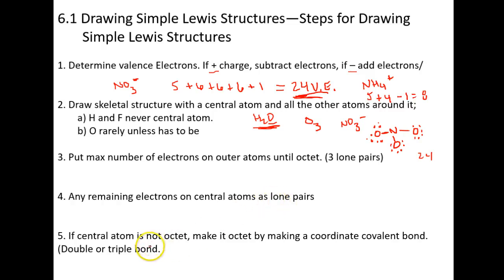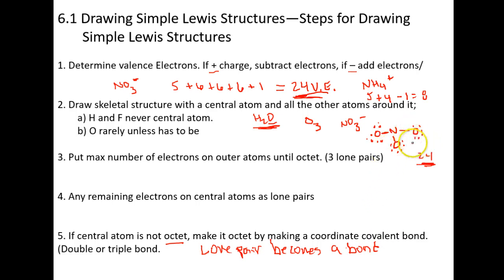Step 5 now is if your central atom is not octet, because remember the goal is to account for your 24 valence electrons and everything must be octet. So if after step 4 everything is not octet, you make it octet by making a coordinate covalent bond. This is a double or triple bond. What a coordinate covalent bond is where you take a lone pair, so a lone pair becomes a bond. That's basically in the simplest form what a coordinate covalent bond is.